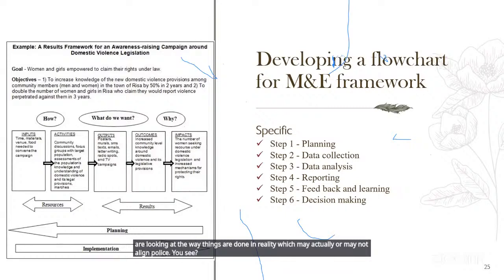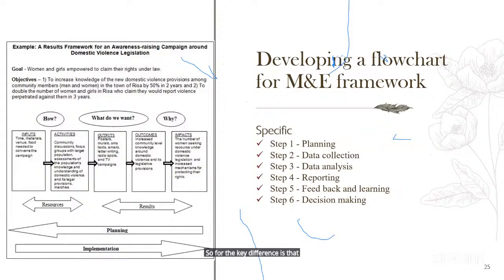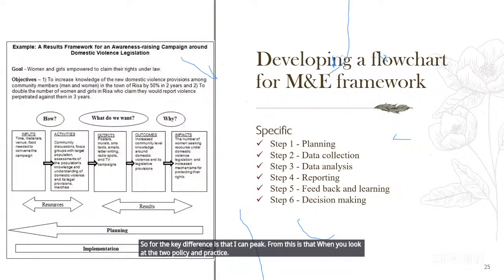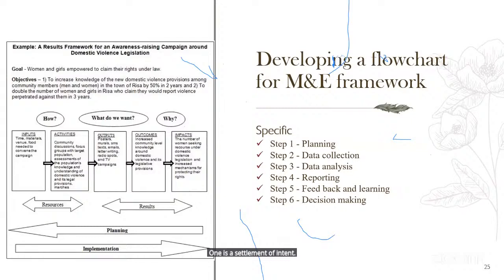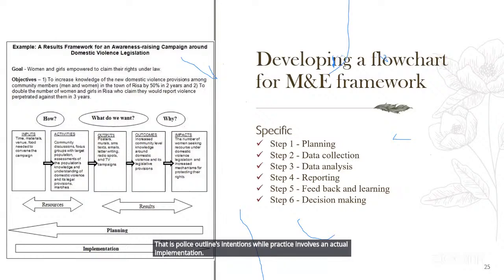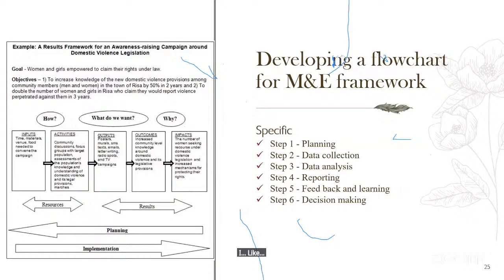You see? So the key differences that I can pick from this is that when you look at the two, policy and practice, you are looking at two different things in the sense of intent and implementation. One is a statement of intent, and the other one is actually implementation. That is, policy outlines intentions, while practice involves actual implementation, right? I don't know if it is making sense, but you can also take it in the sense of theory and reality. So policy provides you with the theoretical framework, while the practice reflects the real world application. And you can also look at it in the form of guidance and action. That is, policy guides you in the decision-making process, while the practice is how you are taking action.